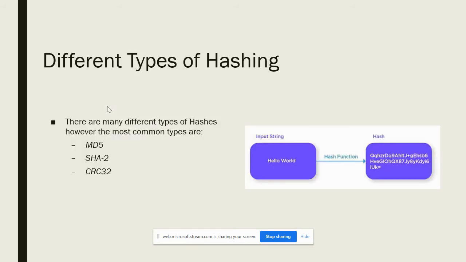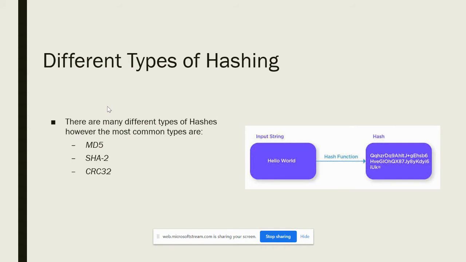Now we're just going to be talking about the different types of hashes. There are many different types of hashes, but we're just going to be talking about three right here. MD5 uses 128 bits, which I talked about earlier. It's known to be vulnerable, particularly to hash collision vulnerabilities, but it's still used today.